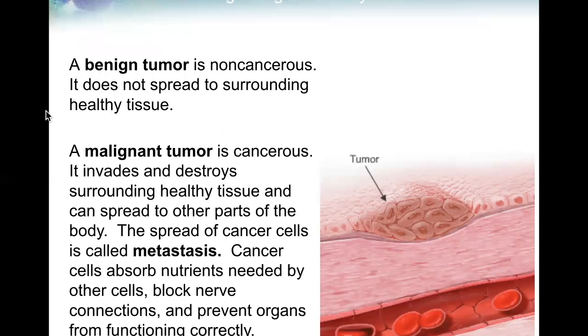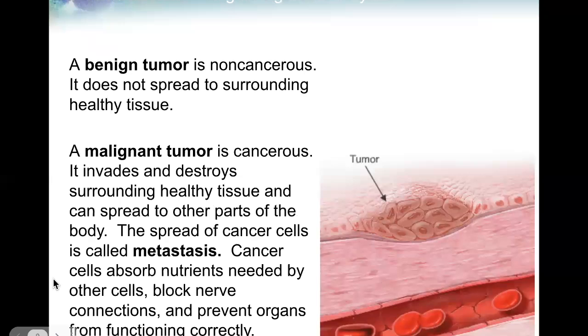A benign tumor is non-cancerous. It does not spread to surrounding healthy tissue. A malignant tumor is cancerous. It invades and destroys surrounding healthy tissue and can spread to other parts of the body. The spread of cancer cells is called metastasis.